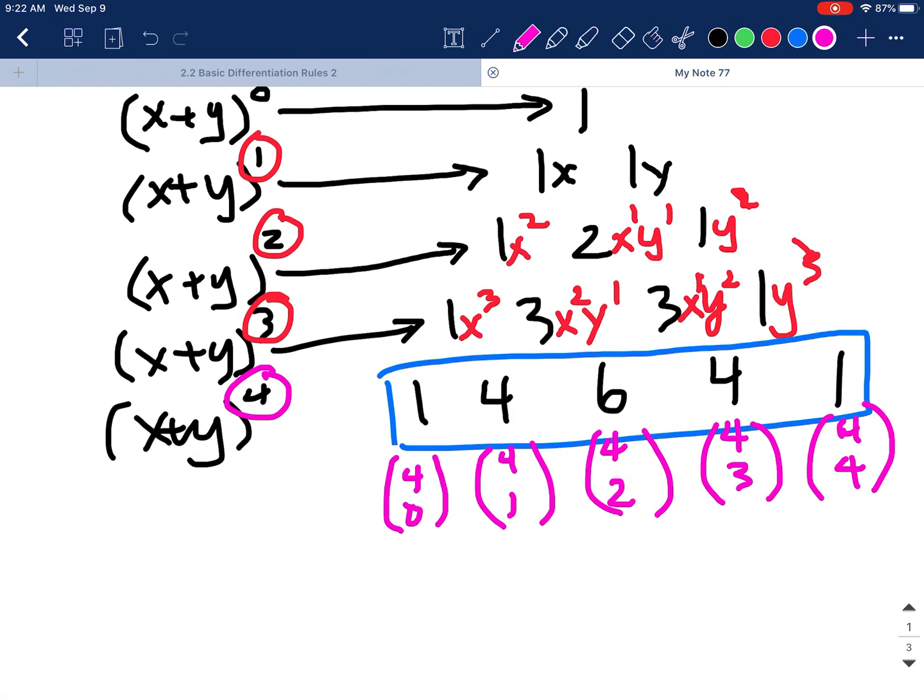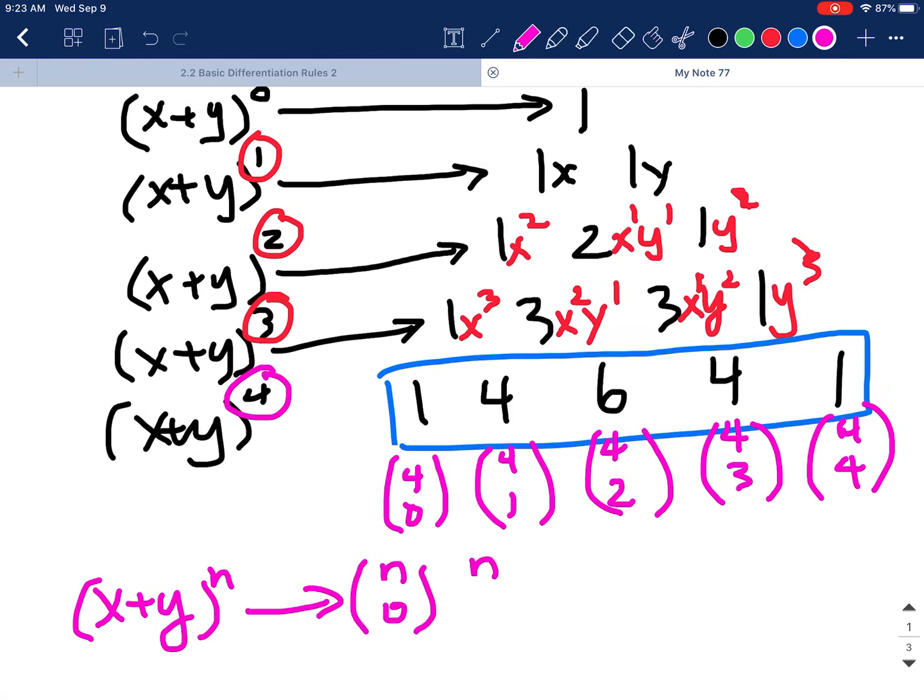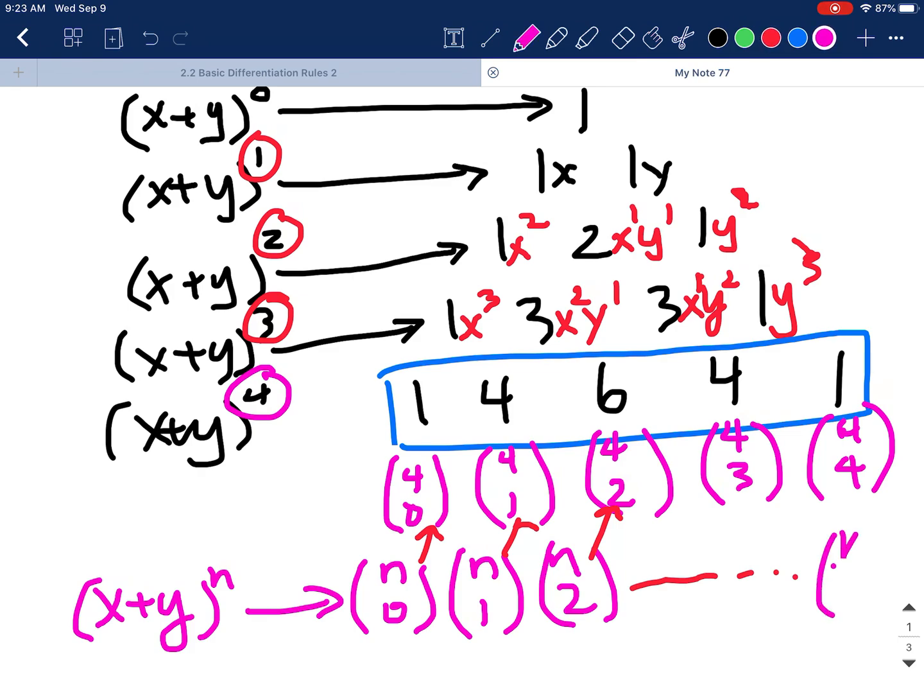So now we've got 4 choose 0, 4 choose 1, 4 choose 2, 4 choose 3, 4 choose 4. And those will give you all of the coefficients. So that means that if I went to the nth row of Pascal's triangle, I would get n choose 0, and n choose 1, and n choose 2 in each corresponding column, all the way down to the last term, which will be n choose n.